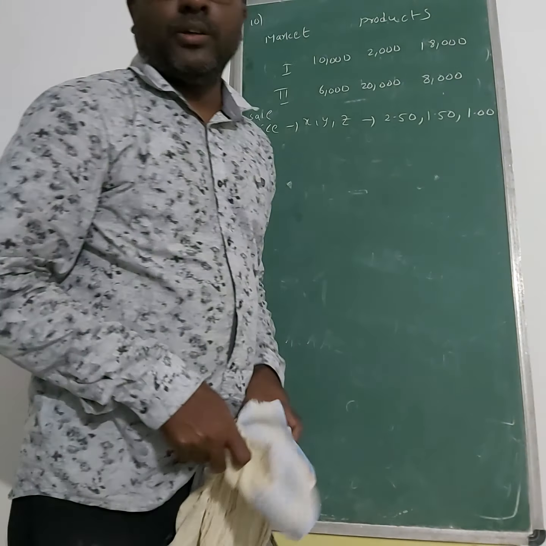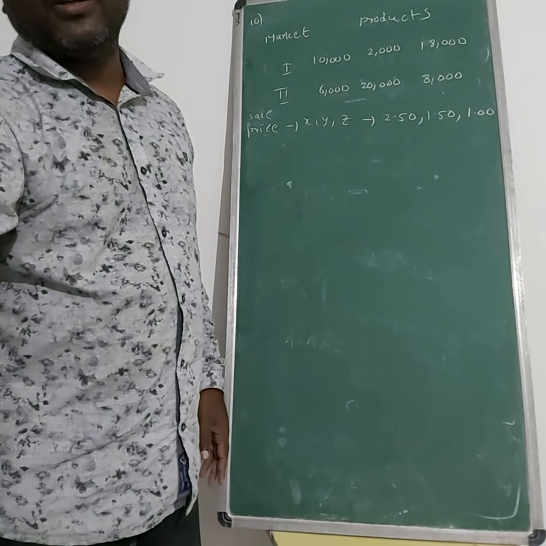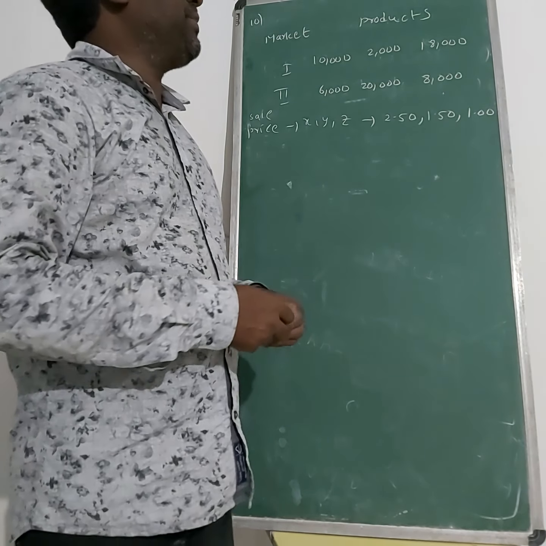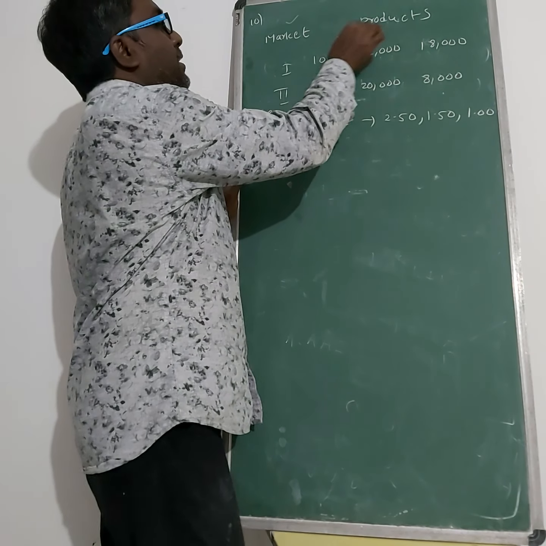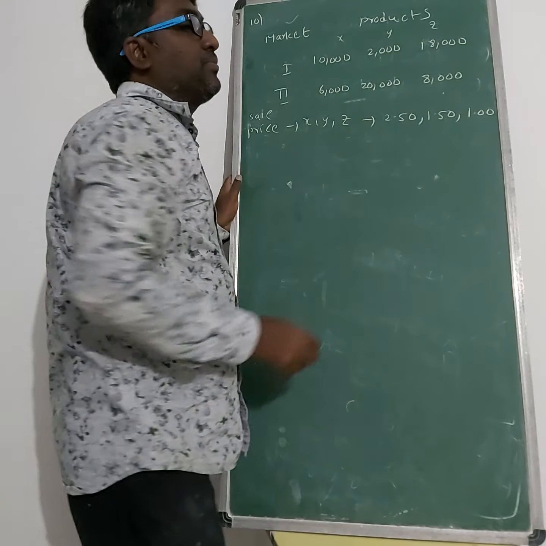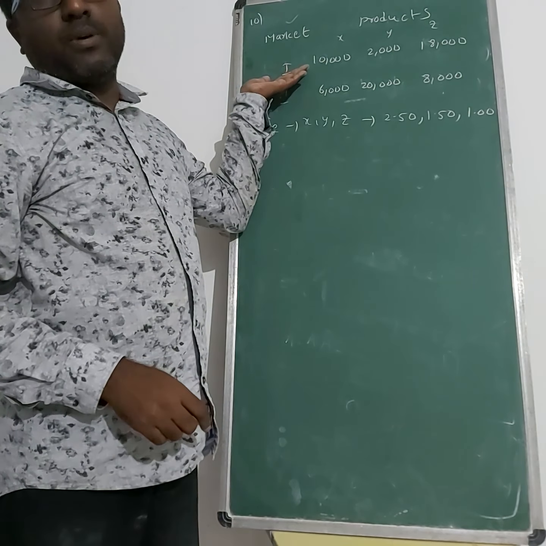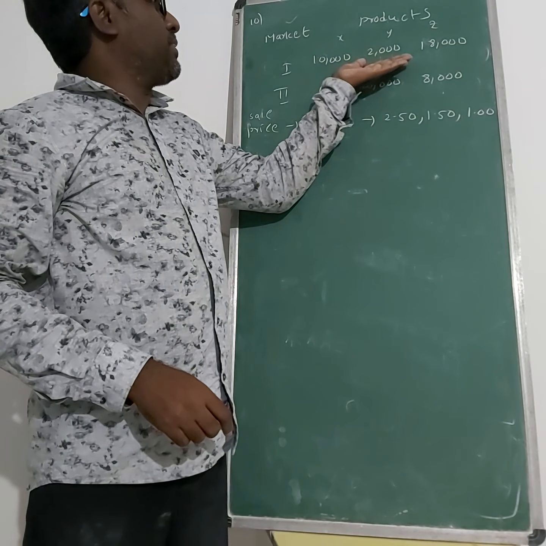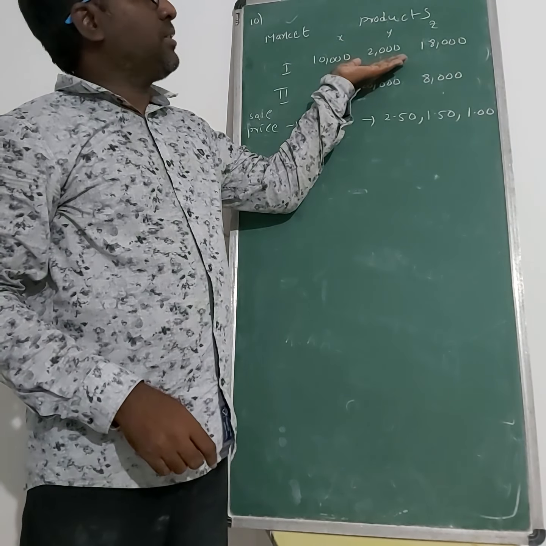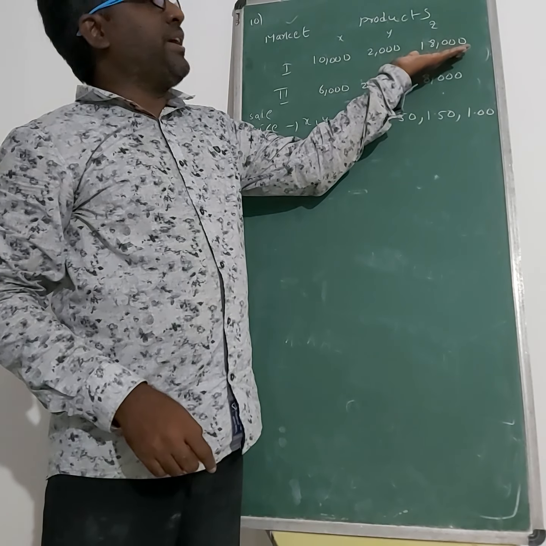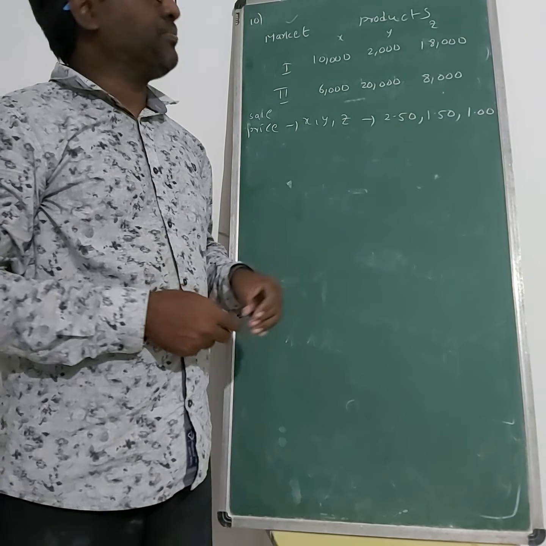Hello students, in this video we will discuss problem number 10 in exercise 3. They are telling that there are two markets selling X, Y, Z products. 10,000 X products are sold in market 1, 2,000 Y products in market 1, and 18,000 Z products in market 1.